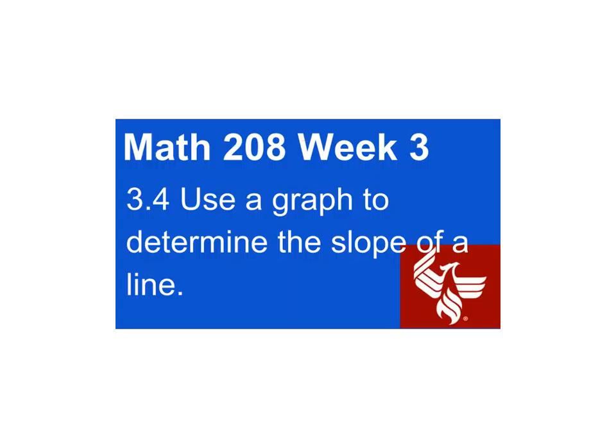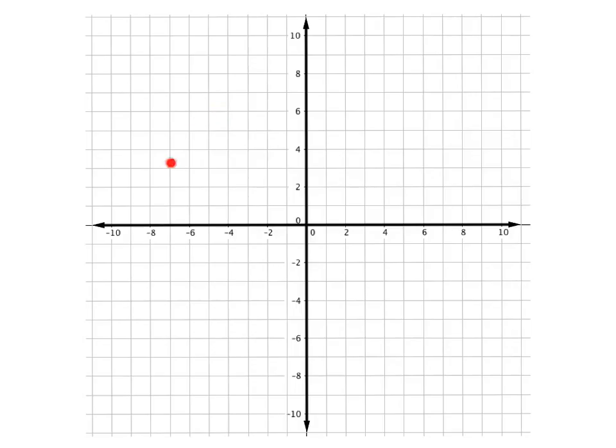All right, this is Math 208, Week 3, Section 3.4, using a graph to determine the slope of a line. So we're going to use this coordinate grid to talk about slope. Suppose we have 2 points, and I'm going to put 1 point here, and let's make another point. 1, 2, 3. Let's do another point right here. All right, so there's my 2 points, and I've got my line, and my line looks like this, okay?